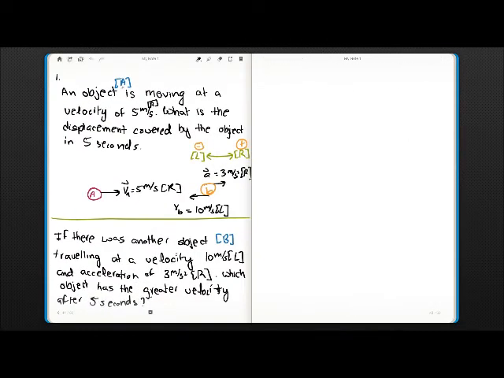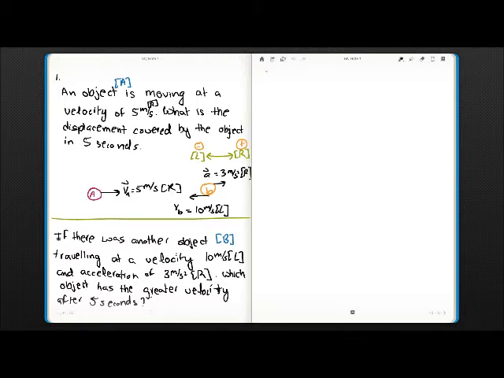The first question. An object A is moving at a velocity of 5 meters per second. What is the displacement covered by the object in 5 seconds? First let's start with the coordinate system. Right now it's not very helpful because it's in one dimension, you don't really need it, but later on when you're doing 2D or 3D, it's very helpful. So let's say right is positive, left is negative, and we have object A with a velocity of VA equals 5 meters per second to the right.